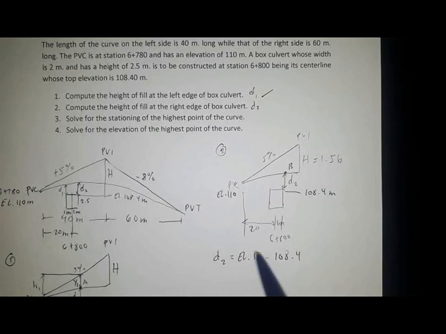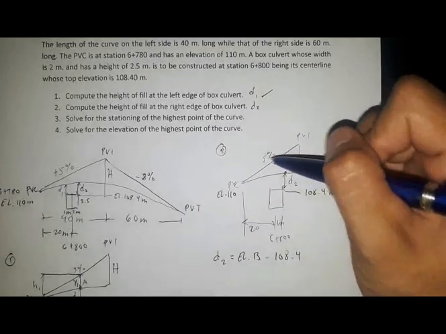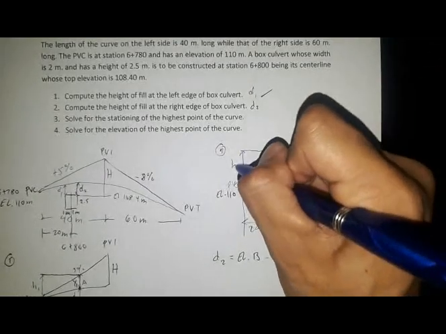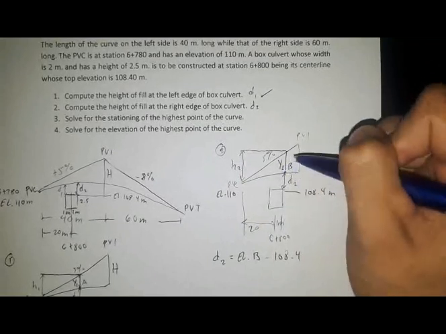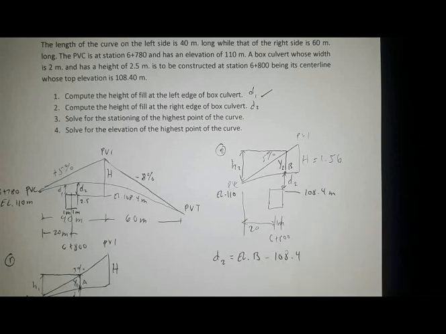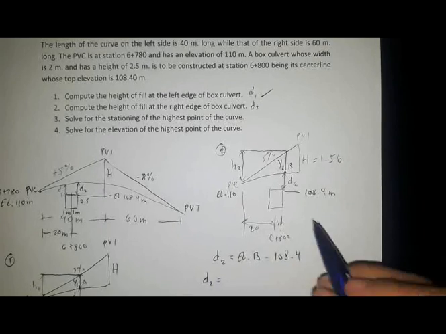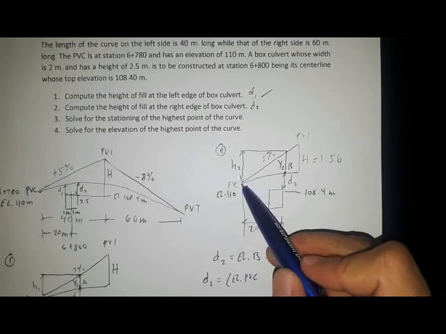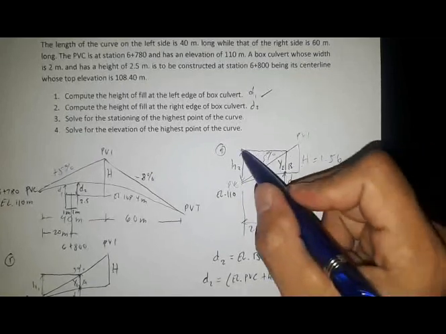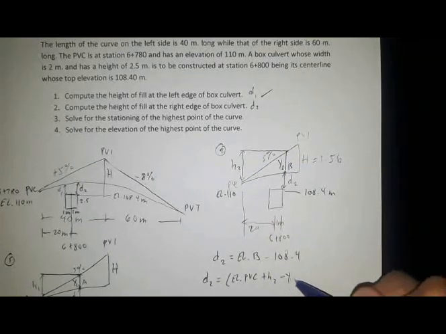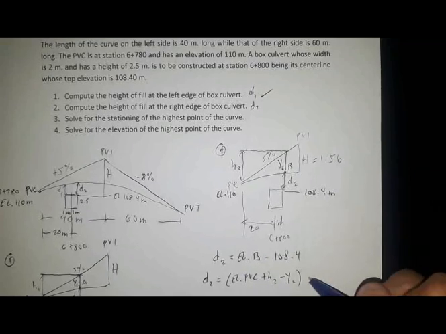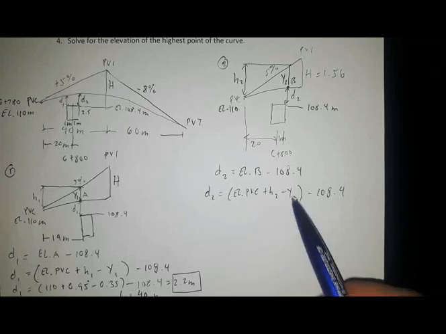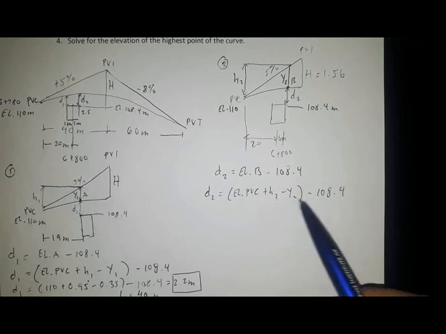So now how are we going to solve for elevation at B? If we project this line here, this height, let's call this H2, and this is your Y2. Just like what we have done in number 1, let's follow the pattern. So we have D2 equals elevation of PVC plus H2. So we will arrive here minus Y2. So that is the elevation at B minus 108.4. Now we have the elevation of PVC. What we are going to look for is H2 and Y2.